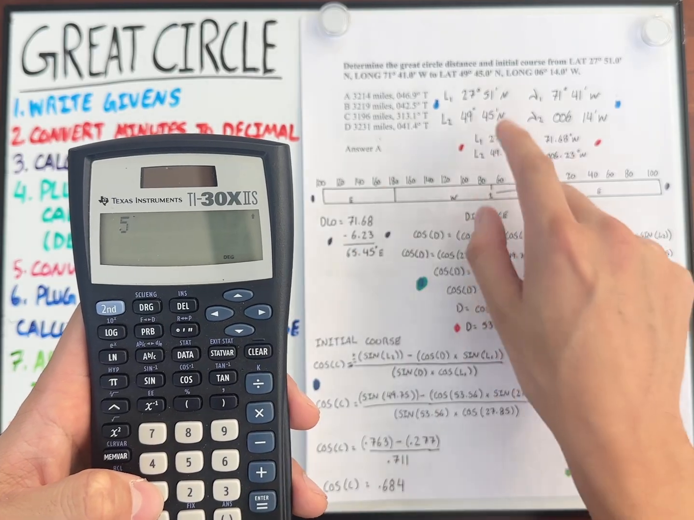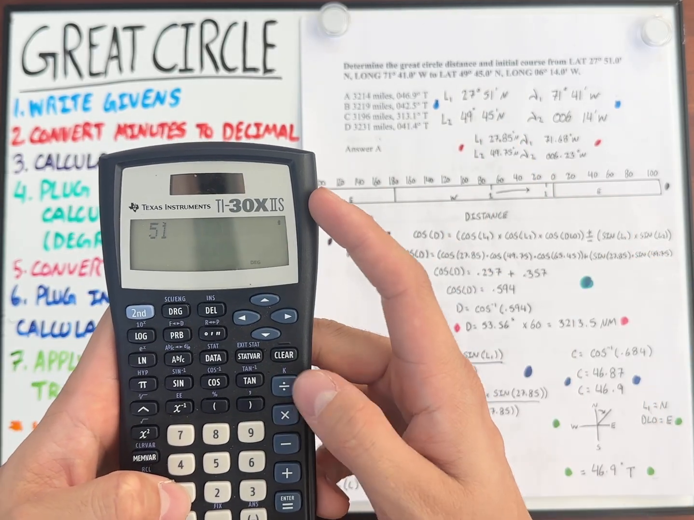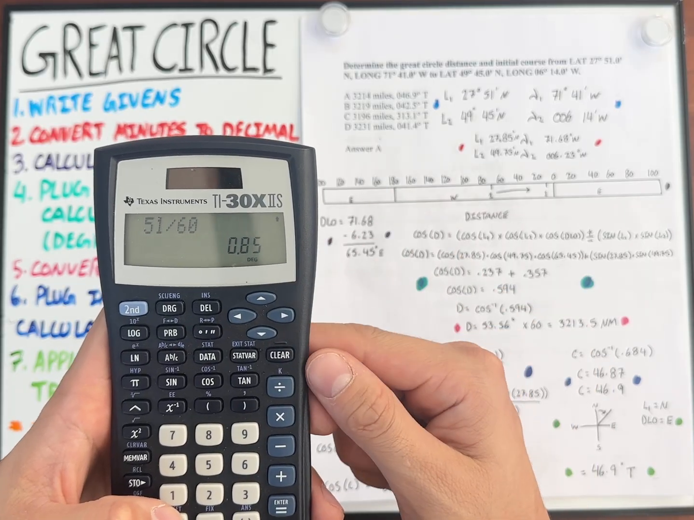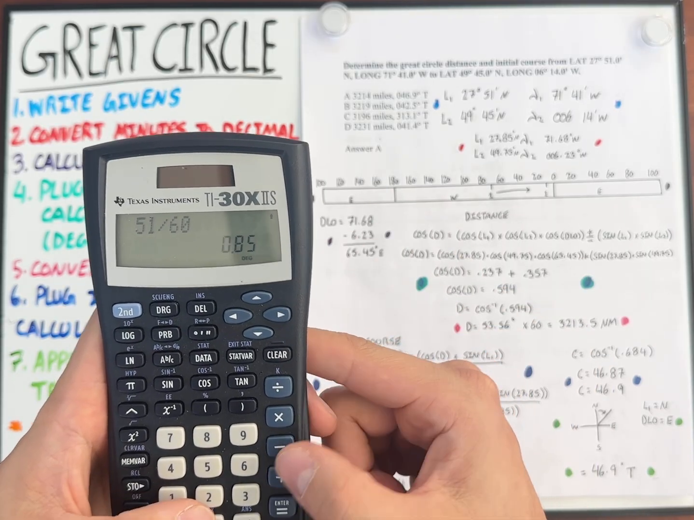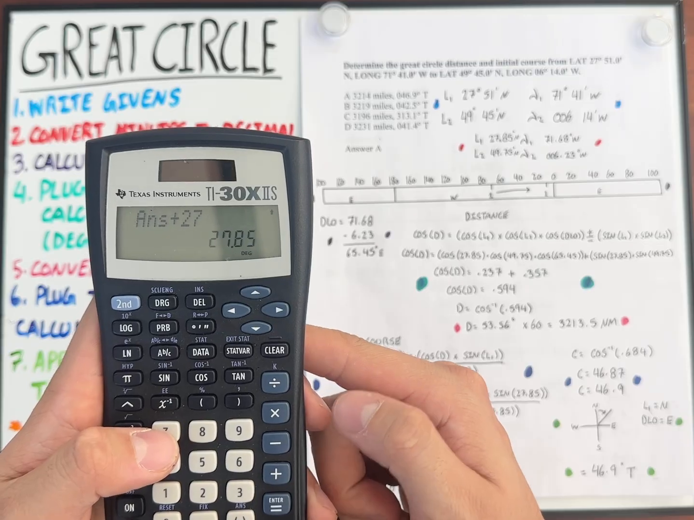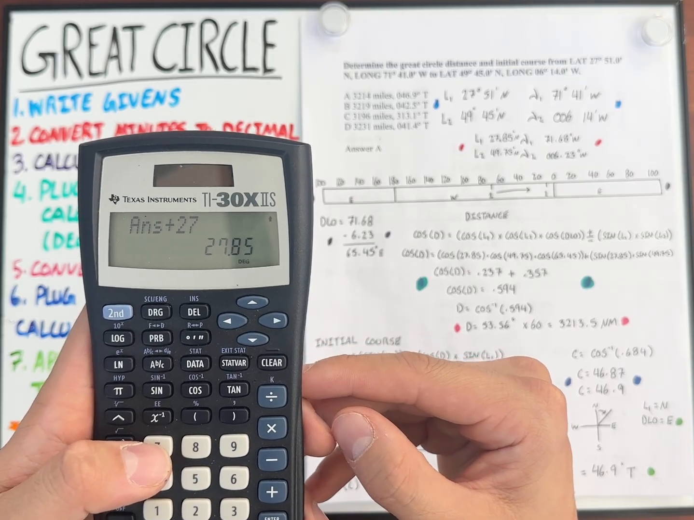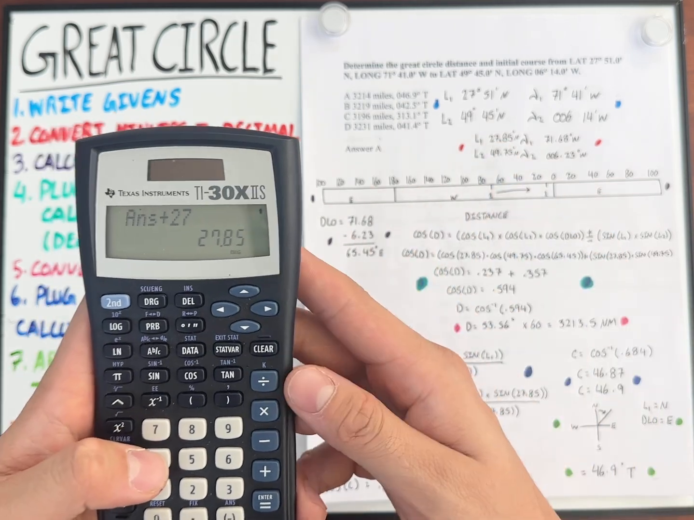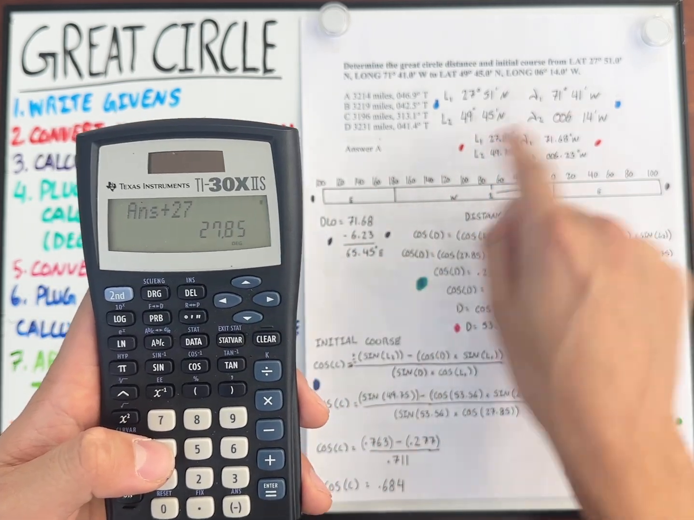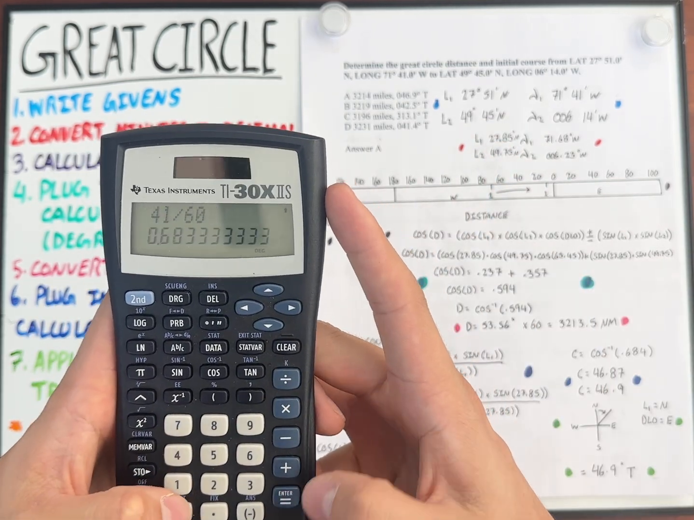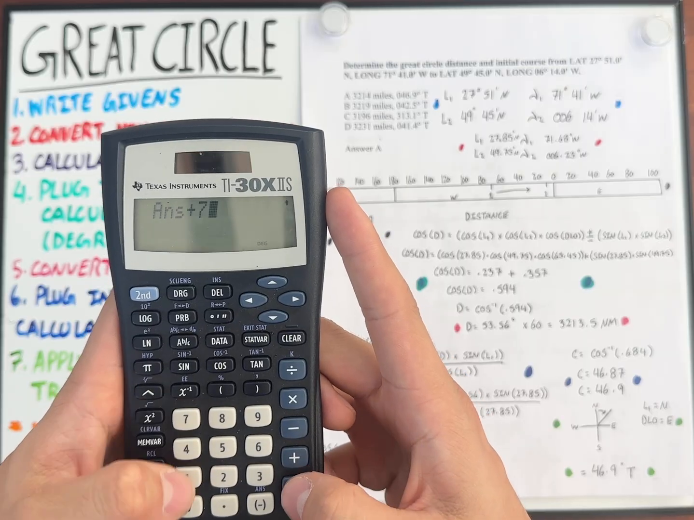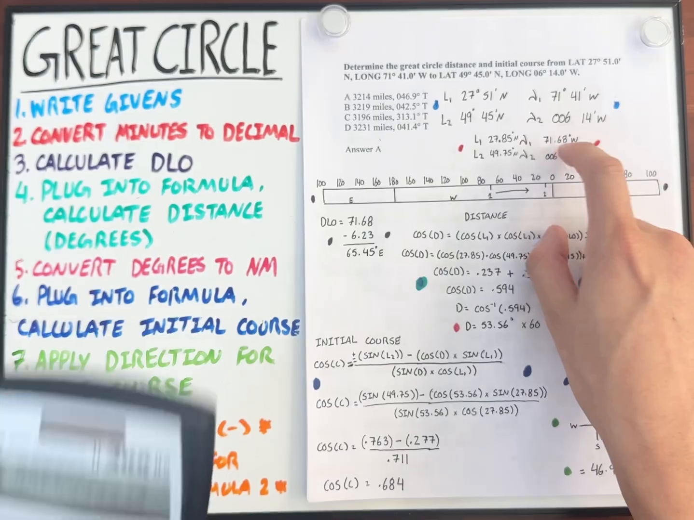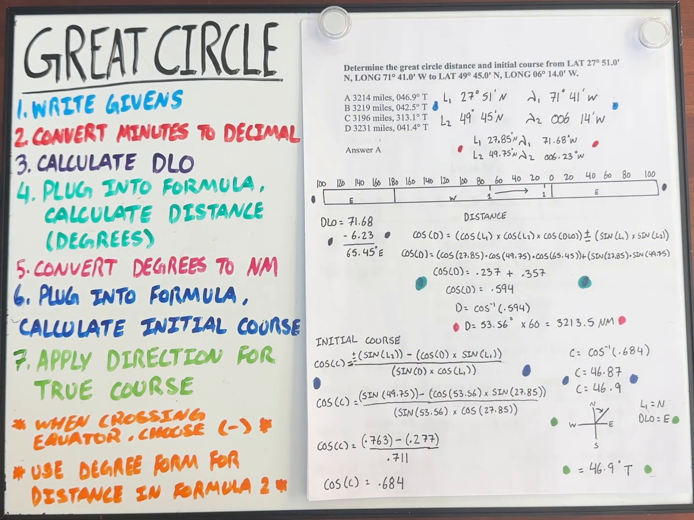So what you do is you take the minutes. We'll start with latitude 1, 51 minutes, divide by 60, and then you add the whole number. So 51 minutes divided by 60 gives you a decimal of 0.85 plus the whole number, 27. So our latitude 1 in decimal form is going to be 27.85 degrees, and you can see that I have that written down here. We'll do one more. Longitude 1, 41 divided by 60 gives you a decimal plus the whole number, 71.683. I have that written down here. So that's step 2, to convert your minutes to a decimal.